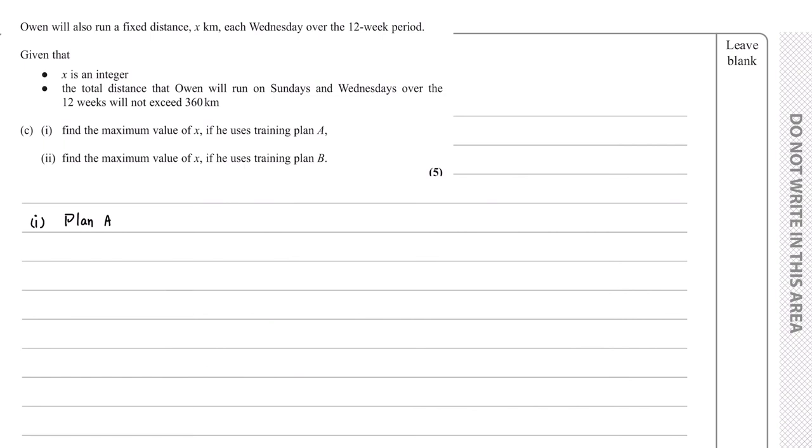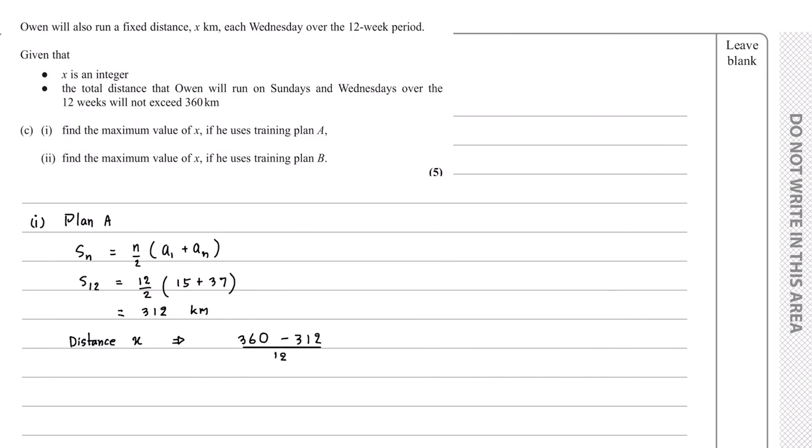In Plan A, we can find the total distance from the arithmetic series, which is Sn equals n over 2 times (a1 plus an), where an is the last term. And since we already know the last term, we can use this formula. So in 12 weeks, S12 will be 12 over 2 times (15 plus 37), which is 312 kilometers in total. And then to find the distance x for each week on Wednesday, it will be 360, which is the maximum distance, minus 312, divided by 12, which is 4.